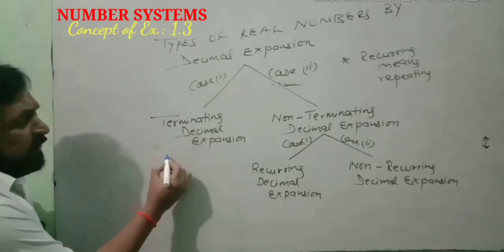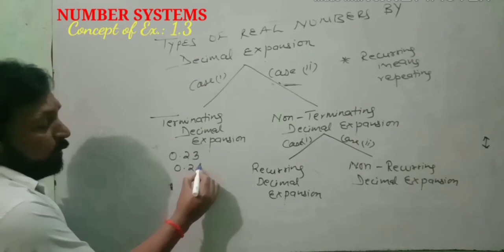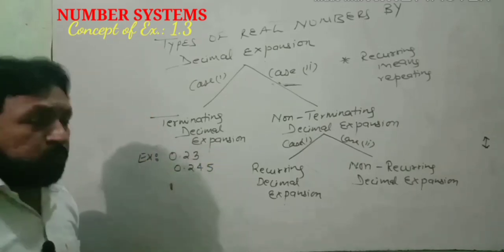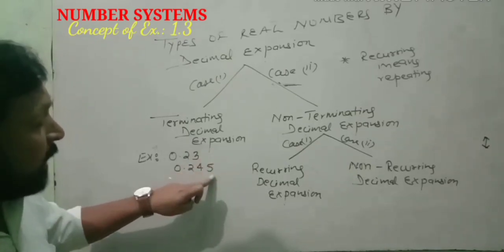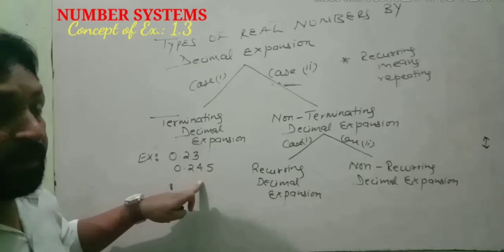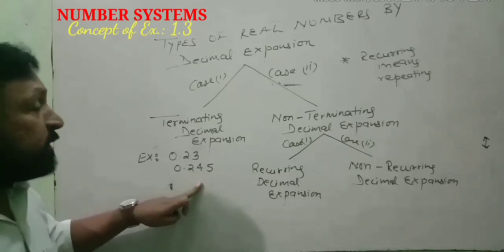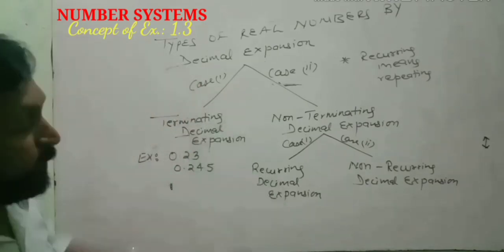See here. We have seen decimal expansions of type 0.23, 0.245. These are examples. 0.23 means division is over. 0.245 means division is over. And the cases in which division gets over are called terminating decimal expansion cases.